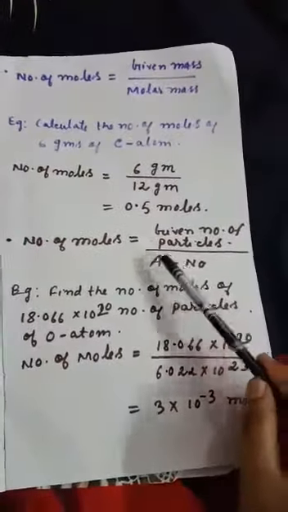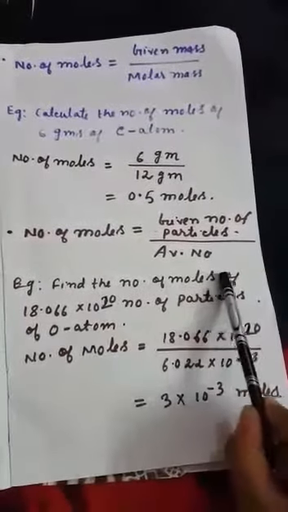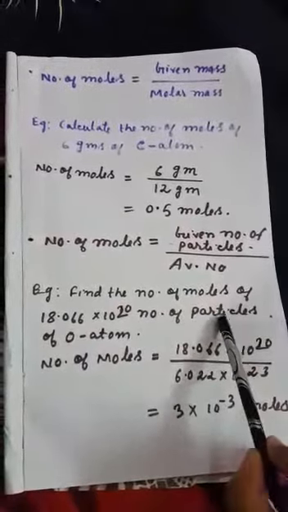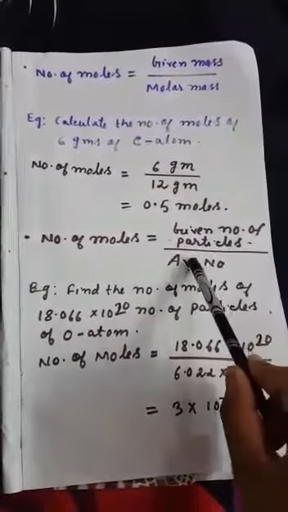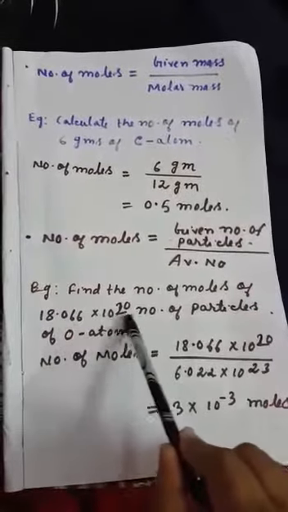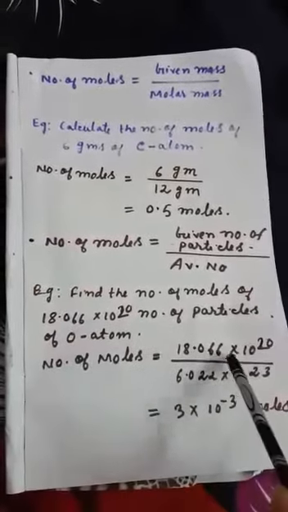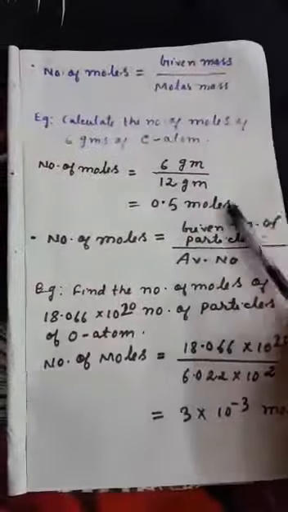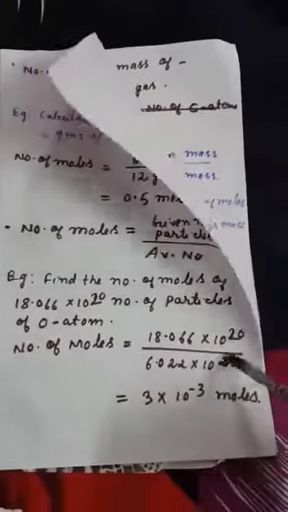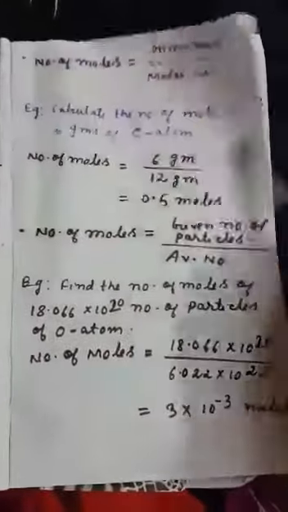Now if the question is like this, find the number of moles of this number of particles. Now the number of particles is given, so we will use this formula. Given number of particles means the number of particles that is given in the question, so this one you will put here. And Avogadro's number, what is Avogadro's number? 6.022 into 10 to the power 23. So this way you can calculate.